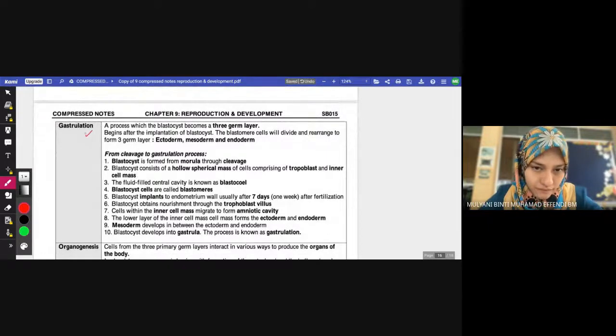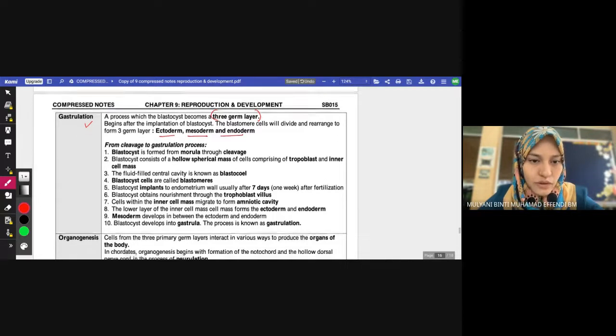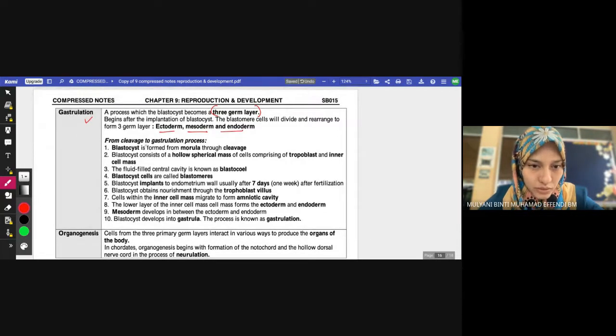So gastrulation. Okay. So proses membentuk 3 germ layers. So ada ectoderm, mesoderm, endoderm. So from cleavage, a gastrulation process, blastocyst is formed from morula through cleavage. Okay, lepas tu blastocyst consists of a hollow spherical mass. Hollow spherical mass ni adalah satu struktur yang bulat, okay, yang kosong dalamnya tu. Hollow tu kosong. Consists of trophoblast and inner cell mass. The fluid-filled central cavity is known as blastocele.